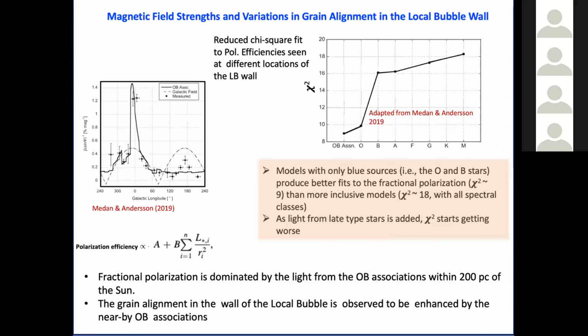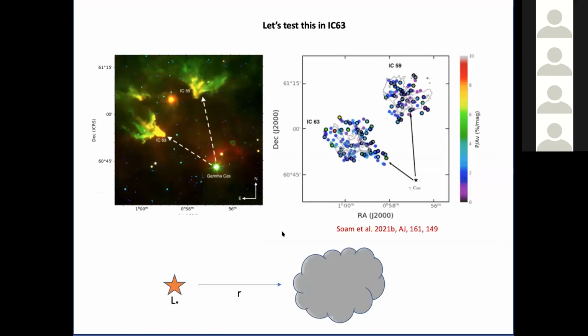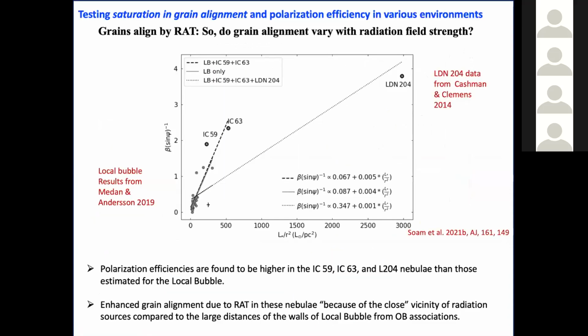So we wanted to extend this investigation to IC63, where we have a well-defined illuminating source at a 1.5 parsec distance from the nebulae. We have extinction measurements and polarization measurements in these nebulae. Thus, we have a polarization efficiency measurement, and the system is very simple. We have a star with luminosity L star illuminating a cloud at a distance of R. So we can find the illuminating flux, and we have polarization efficiency measurements. So we wanted to compare these polarization efficiency measurements with the local bubble results.